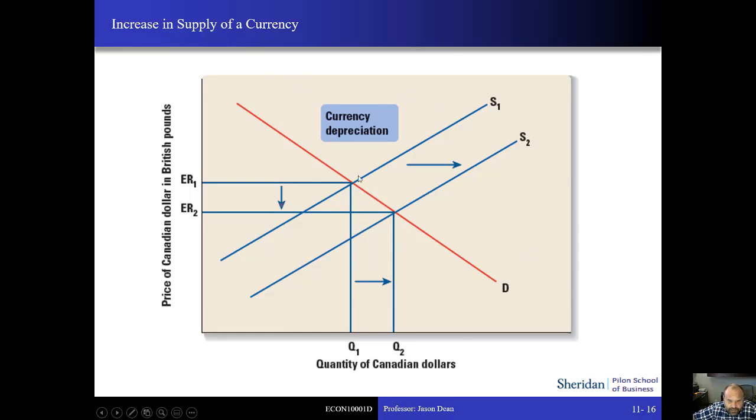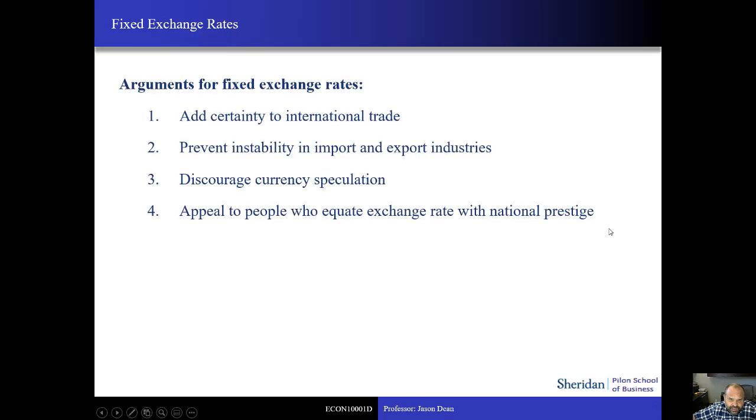In terms of an increase in the supply of currency, so this is the foreign exchange market. If the supply curve shifts to the right, that will lead to a depreciation in the Canadian dollar. Okay? If it were to stay here at the old exchange rate, we would have a surplus, and we know in markets if there's a surplus, the price will tend to fall, and it'll fall to the new equilibrium. Fixed exchange rate. So there are some arguments for having a fixed exchange rate rather than a flexible exchange rate, because it would add certainty to international trade.